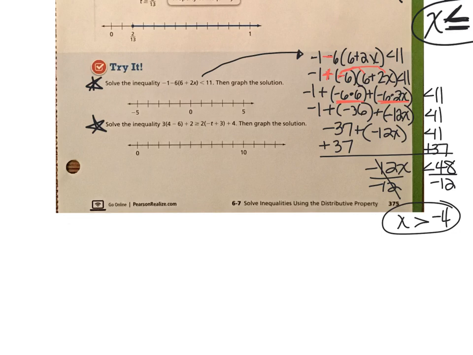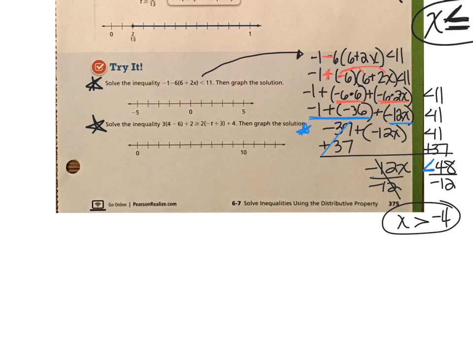Okay, so -6 times 6 makes the -36, and I'm going to add that to a -1. And then -6 times 2x is what makes the -12x. Now you can combine your like terms. -1 plus -36 is a -37, plus the -12x, so I'm on this second to last line here, plus the -12x is less than 11. Okay, in order to get rid of that -37, we're going to add it to both sides. So now a -12x is going to be less than 48.